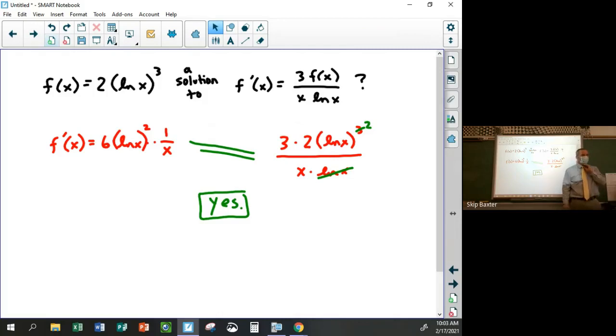Okay, so two things you have to be able to do. Translate some sentence involving rate of change into a differential equation, particularly sentences that use the word proportional or inversely proportional. And then secondly, be able to verify if an equation is a particular solution to a differential equation, just by differentiating. Any questions about that?